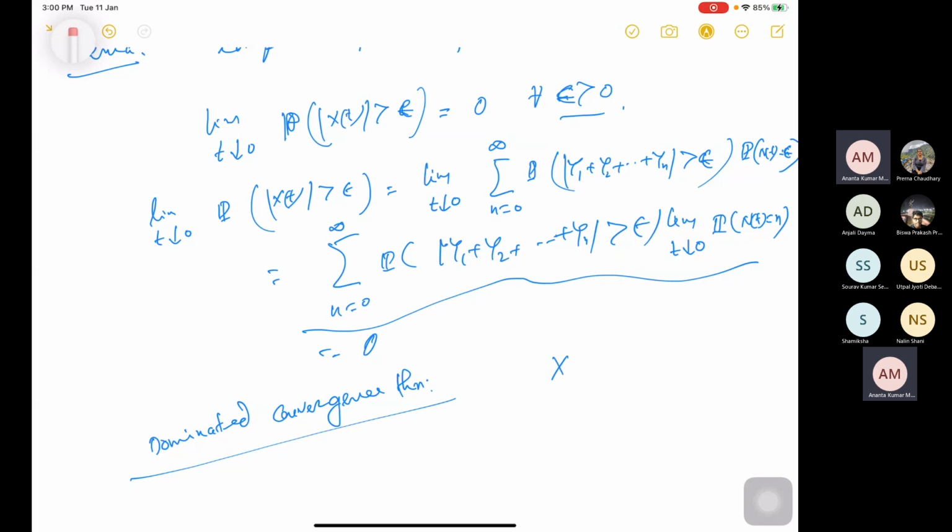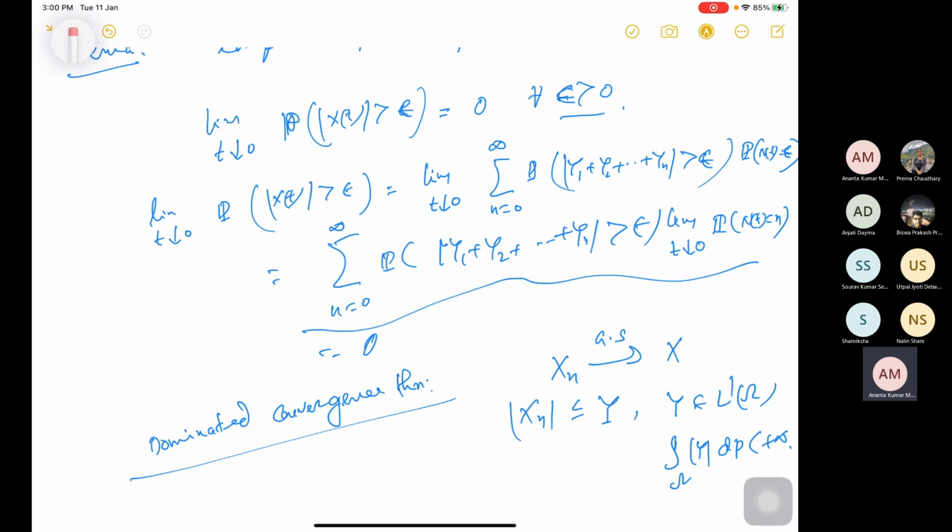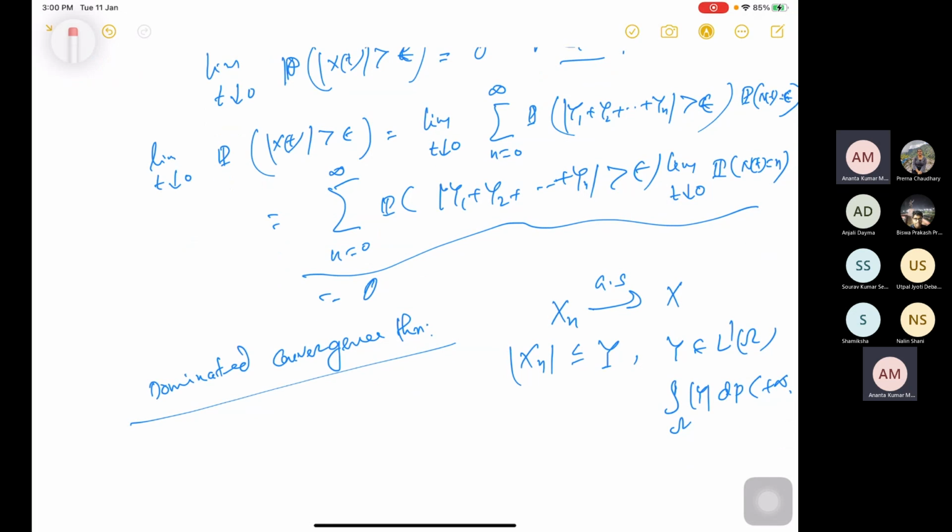So what it says is that suppose I have a random variable Xn which converges to X almost surely. If Xn is dominated by some Y, and Y is in L1(Omega), what does L1(Omega) mean? Basically the integral over Omega of mod Y dP is finite. Okay, it is integrable.